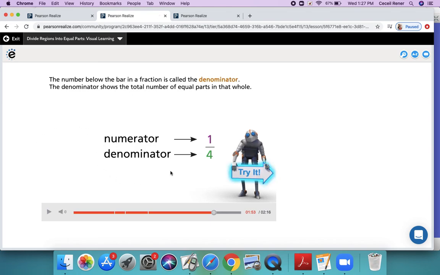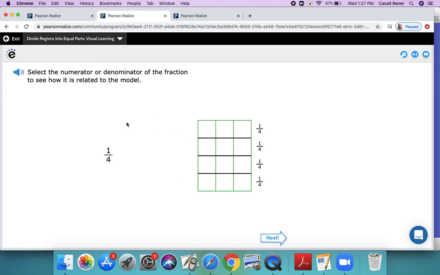Okay, so let's practice with the numerator and denominator. So here is the numerator. The 1 in 1/4 is the numerator. So let's learn more about the numerator. The numerator is one of the 4 equal parts. So this represents the numerator. It's one of the 4 equal parts. This would be one of the 4 equal parts as well, but that's the numerator.